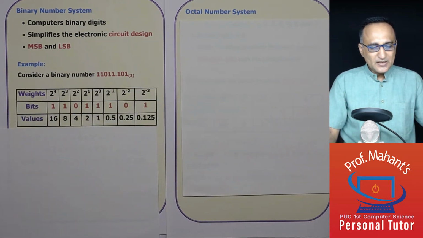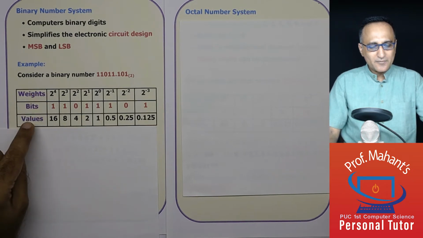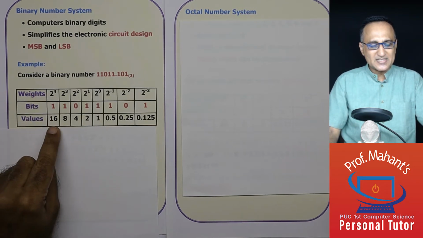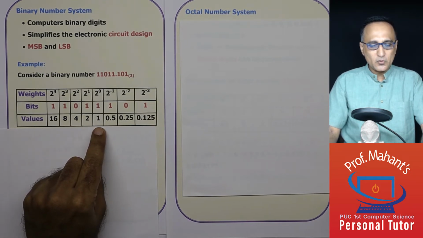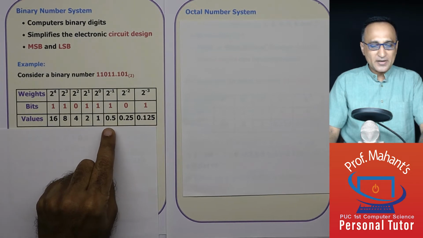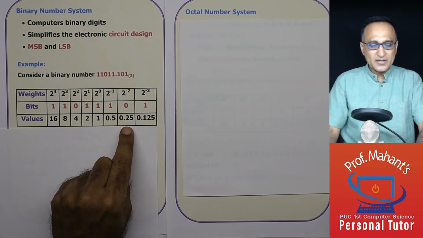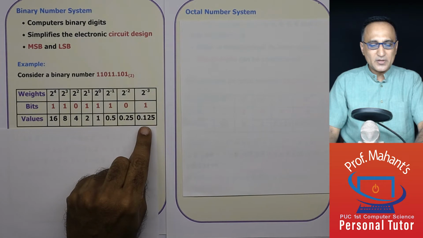Now, let's look at what the values of these weights are. 2 raised to 4 is 16, 2 cubed is 8, 2 squared is 4, 2 raised to 1 is 2, 2 raised to 0 is 1, 2 raised to minus 1 is 0.5, 2 raised to minus 2 is 0.25, 2 raised to minus 3 is 0.125.